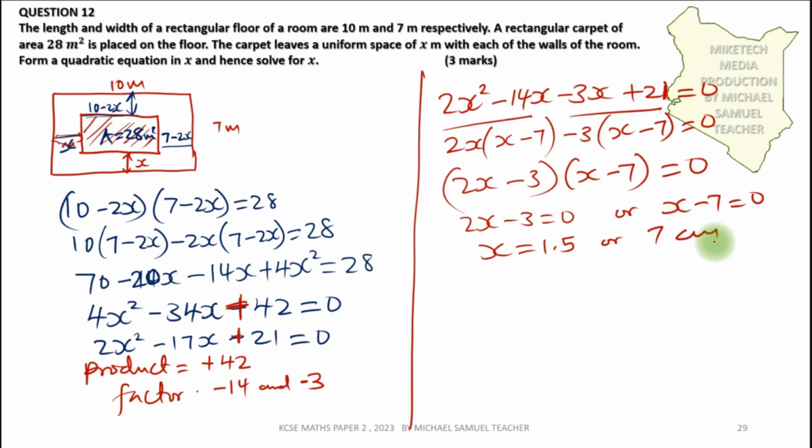But we want to see which value is valid as far as this question is concerned. x cannot be 7, otherwise this side is 7 minus 14, which would bring a negative value of length, which is impossible. So the only value which is applicable is x equal to 1.5 meters. It's actually in meters. So that is the value of x.